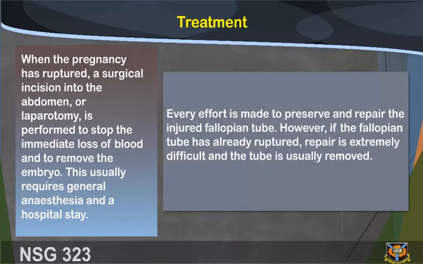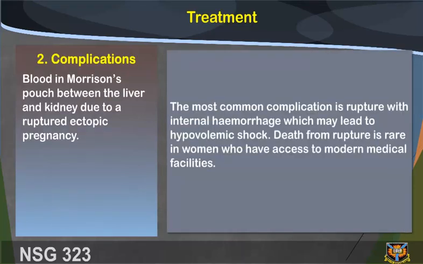When the pregnancy has ruptured, a surgical incision into the abdomen, or laparotomy, is performed to stop the immediate loss of blood and to remove the embryo. This usually requires general anesthesia and a hospital stay. Every effort is made to preserve and repair the injured fallopian tube. However, if the fallopian tube has already ruptured, repair is extremely difficult and the tube is usually removed.